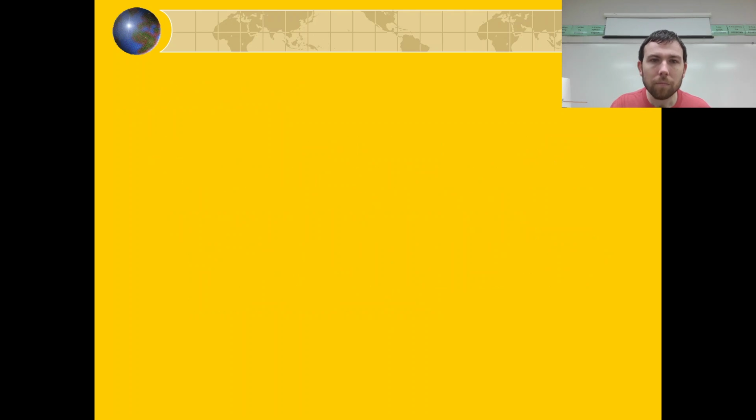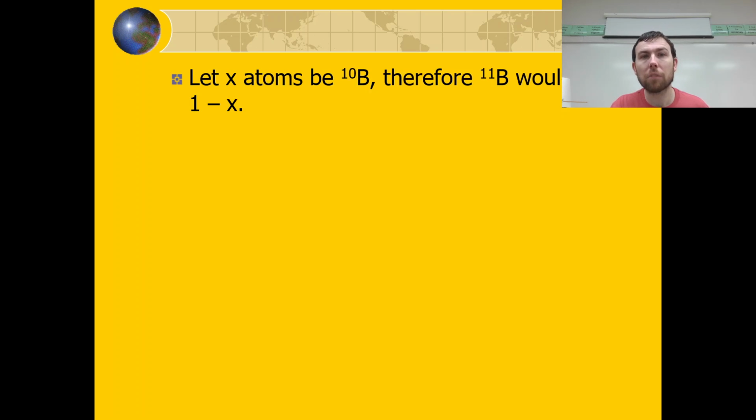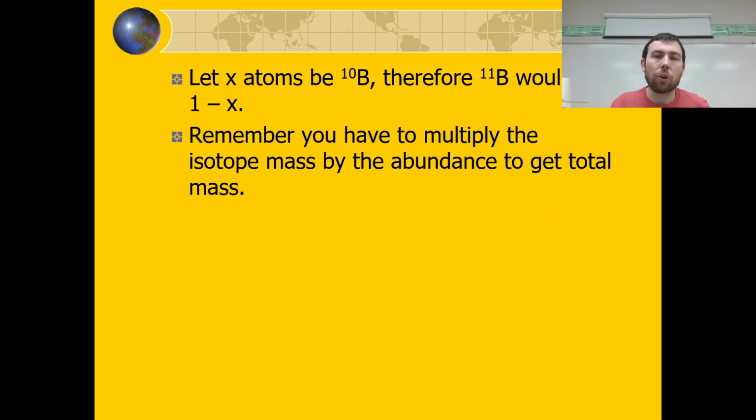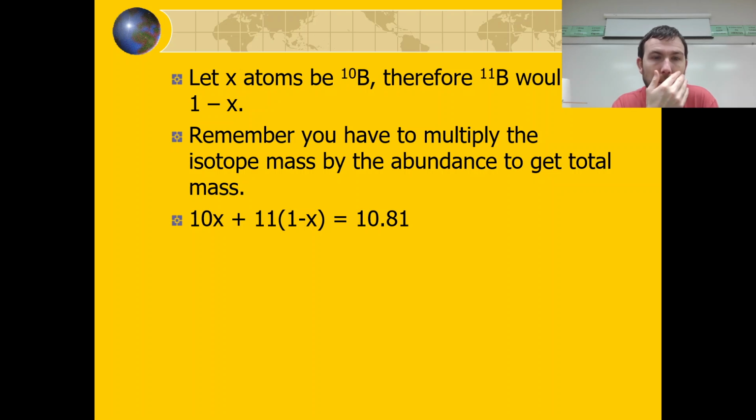So as we look at that, what we're going to do is set this up. We're going to say, let X be the abundance of boron 10. Therefore, boron 11 would be 1 minus X. So when you think about this, we have to multiply the isotopic mass by the abundance to get the total mass. So essentially what we've done is we've created an algebra problem. We know it's 10X plus 11 times (1 minus X) equals 10.81.